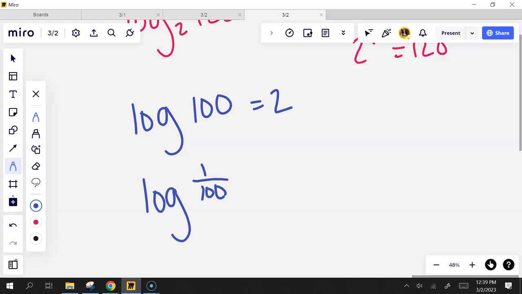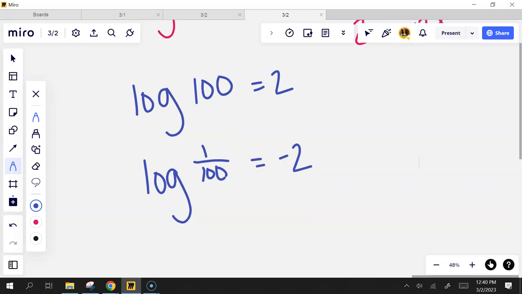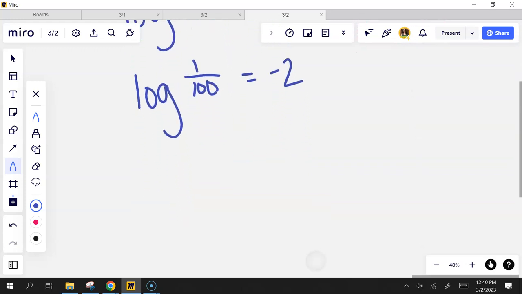Close. Negative 2, because the negative exponent causes it to flip. Yes. Good job, Lainey.